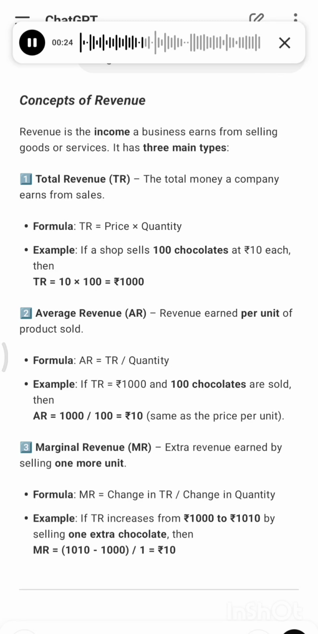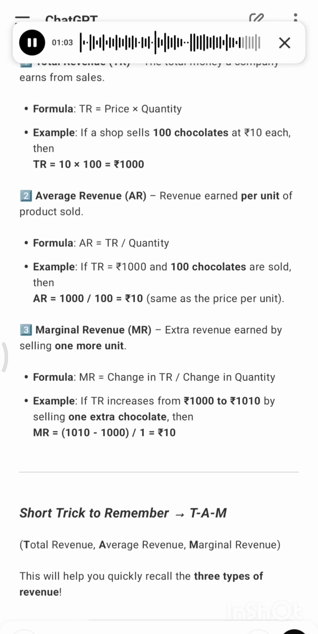2. Average revenue, AR: revenue earned per unit of product sold. Formula: AR equals TR divided by quantity. Example, if TR equals 1,000 and 100 chocolates are sold, then AR equals 1,000 divided by 100 equals 10, same as the price per unit. 3. Marginal revenue, MR: extra revenue earned by selling one more unit. Formula: MR equals change in TR divided by change in quantity. Example, if TR increases from 1,000 to 1,010 by selling one extra chocolate, then MR equals 10.